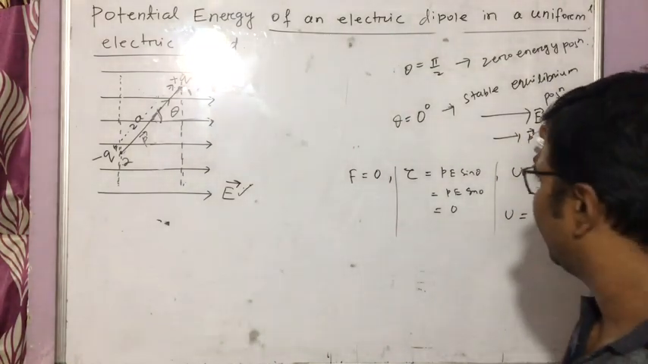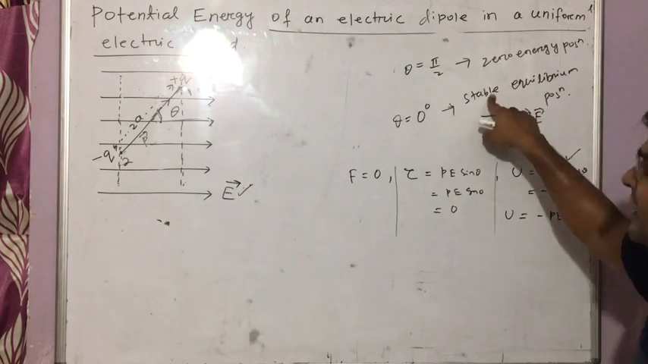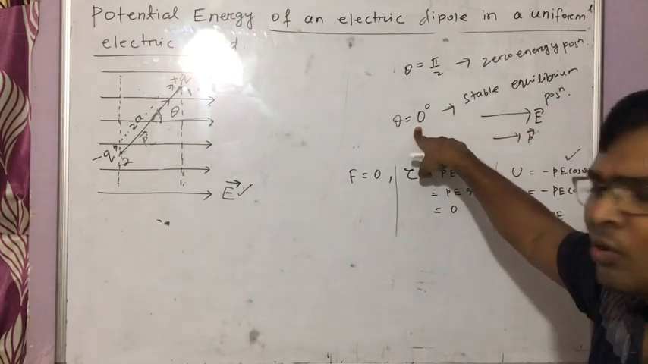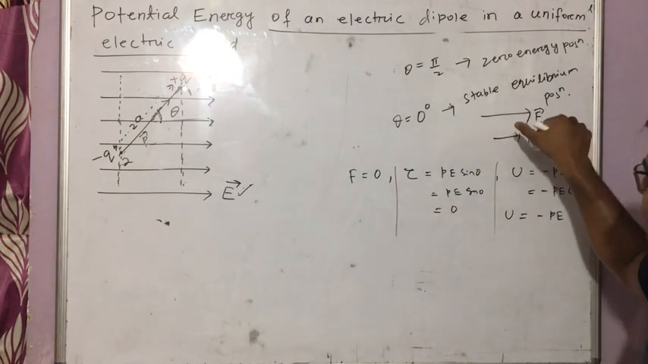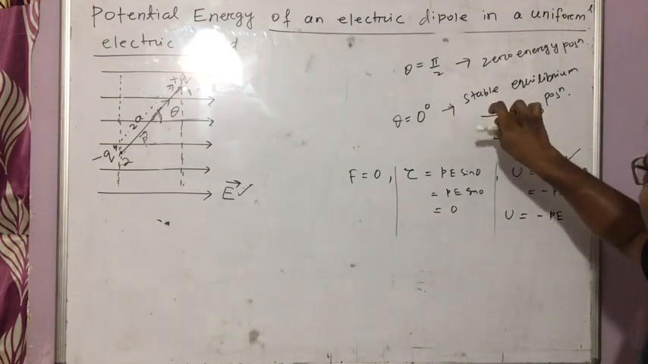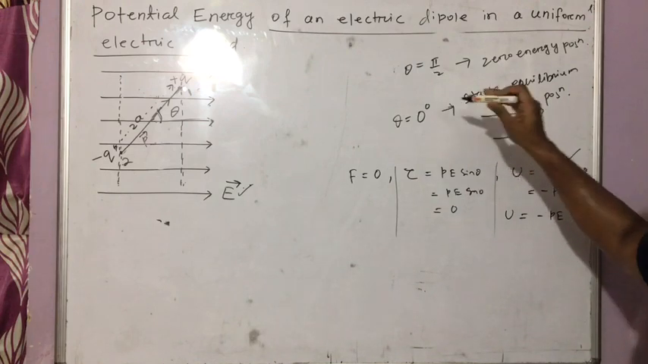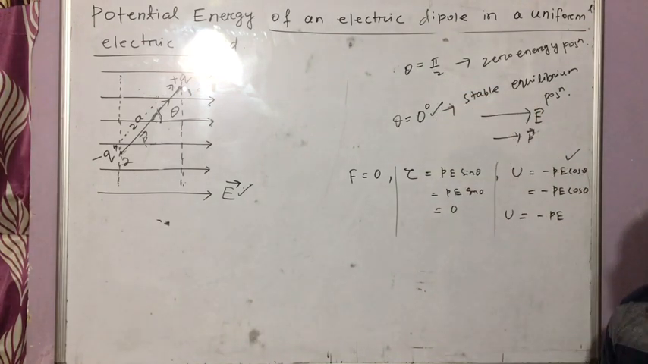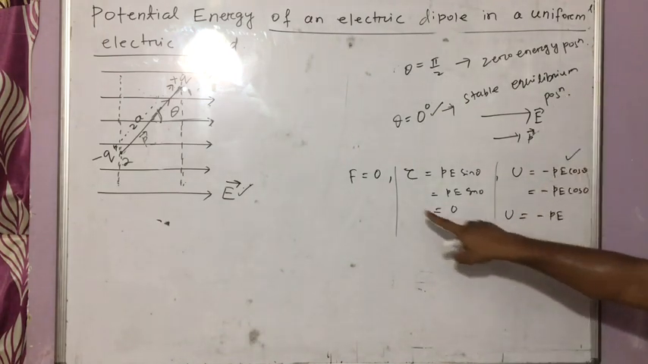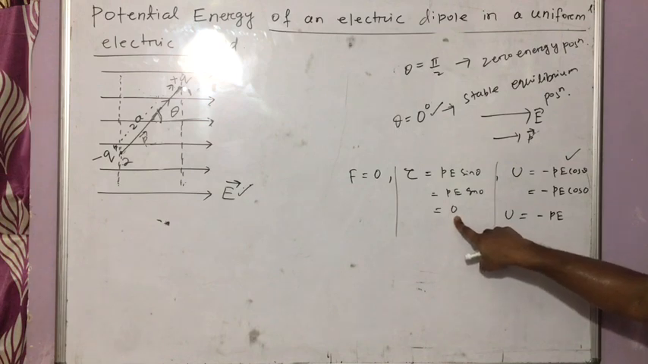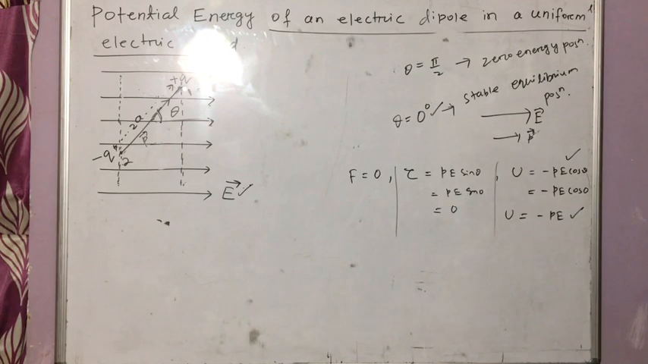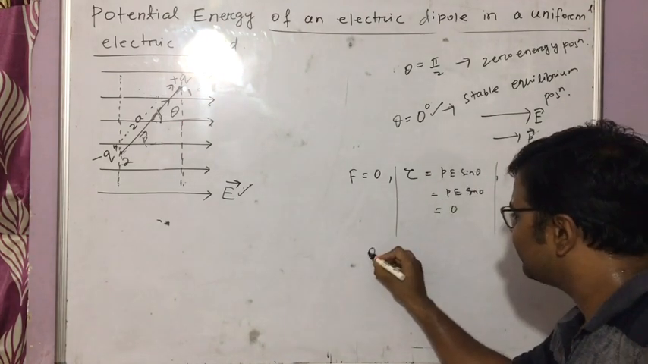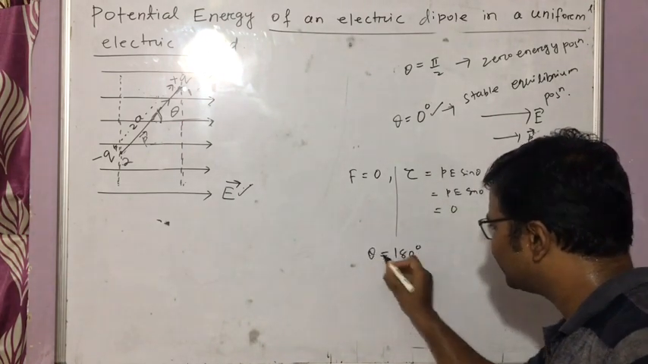Let me explain it once again. If from the stable equilibrium position, meaning theta is equal to 0 degree, you rotate the dipole in either direction, after certain oscillations the dipole will come to rest in its previous position, theta is equal to 0 degree. That's why it is called your stable equilibrium position. Under this position, F is equal to 0, your torque is equal to 0, and your potential energy is minimum. Clear?